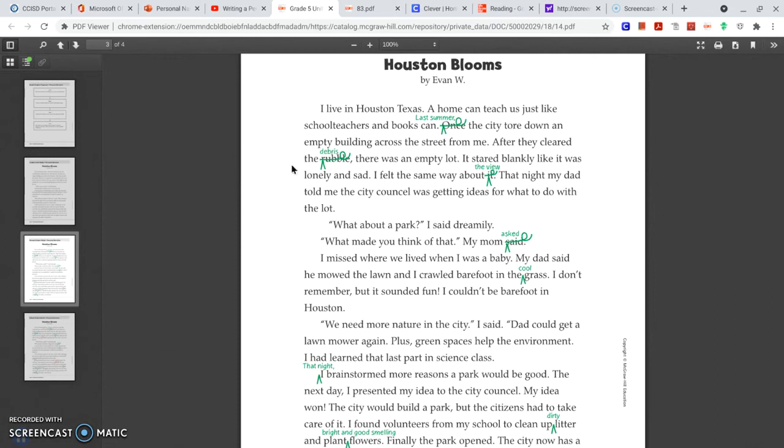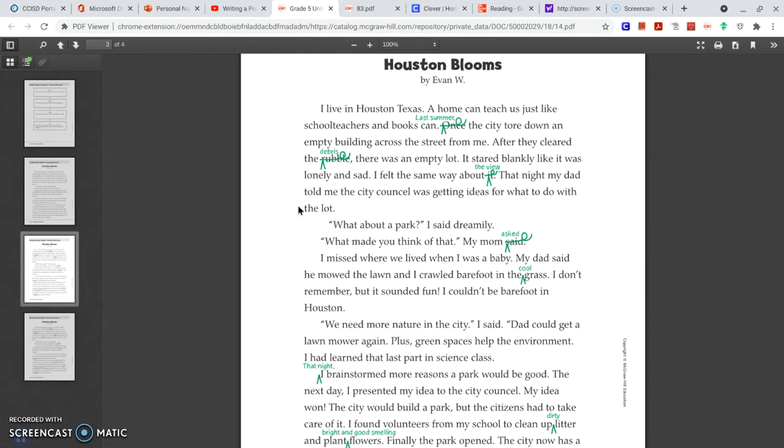After they cleared the rubble, there was an empty lot. So here he's changing better word choice from rubble to debris. It stared blankly like it was lonely and sad. I felt the same way about it. Again, changing better word choice from it to the view. It's a lot more specific.